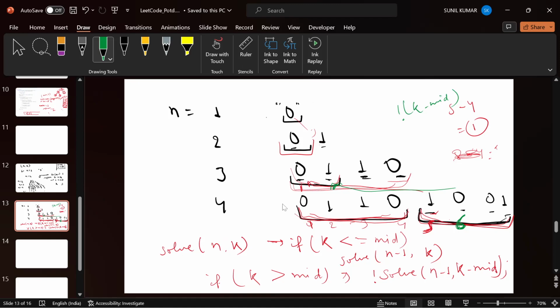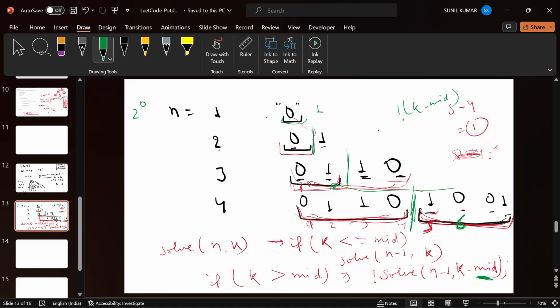Okay, so how do we get the mid? Here we need to find the mid. What is the mid? Here the mid is this. So to find the mid, we need to find the length of the string and divide it by 2. So how do we get the length of the string? Here you observe for n equals 1, what is the length of the string? That is 1. We can write it as 2 to the power 0, that is 1.